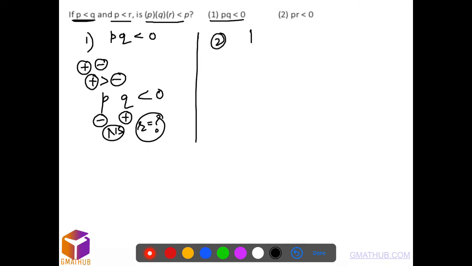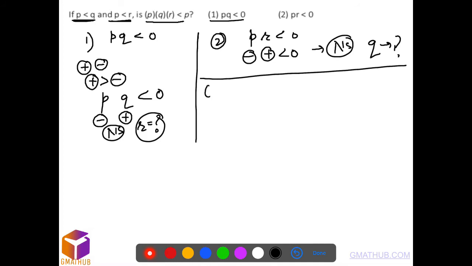Second, P into R is negative again. P is smaller. Smaller one is negative, bigger one is positive. Clearly not sufficient because we know nothing about Q. Combine the two, P into Q into R. P is negative in both and Q into R is positive. How does it compare with P? That's the question. So let's take some value.